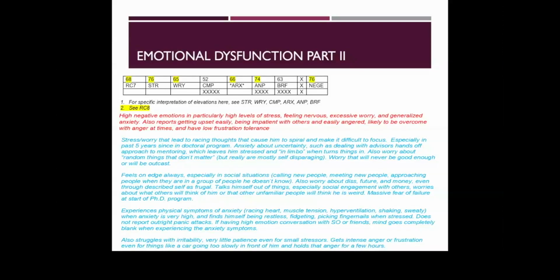The individual reports high negative emotions in particular: high levels of stress, feeling nervous, excessive worry, and generalized anxiety. Also reports getting upset easily, being impatient with others, and easily angered. In terms of empirical correlates, likely to be overcome with anger at times, likely to have low frustration tolerance.